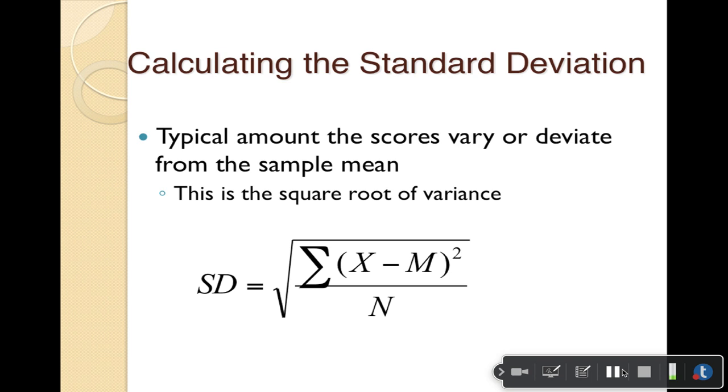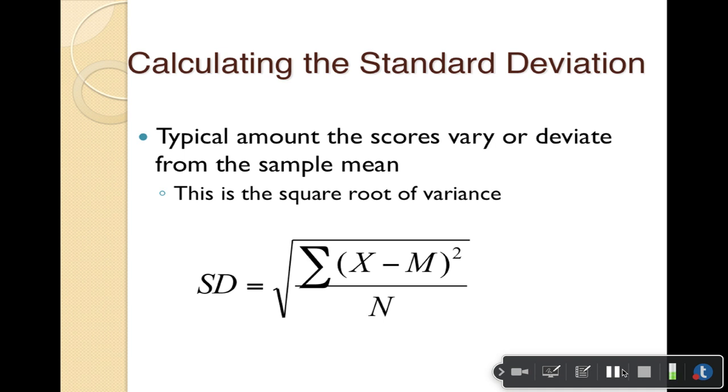To take that a step further, we would have that final variance score, and we would take the square root of it to calculate the standard deviation. You generally don't see variance talked about a whole lot in journal articles or in statistics, but people know what standard deviation is and have a pretty basic working understanding of it. So we're talking about the average or the typical amount that scores vary or deviate from the sample mean. You can also think about this as the square root of the variance.